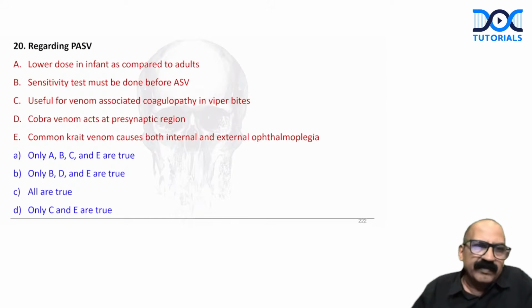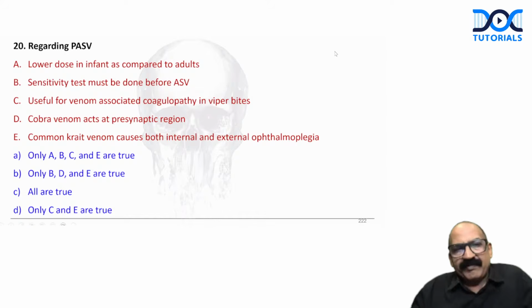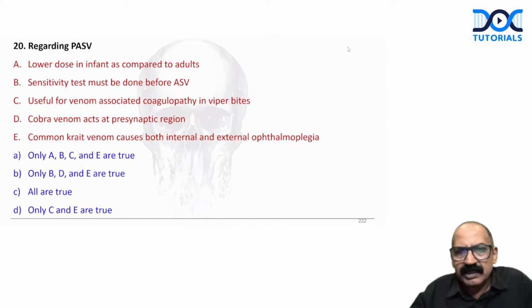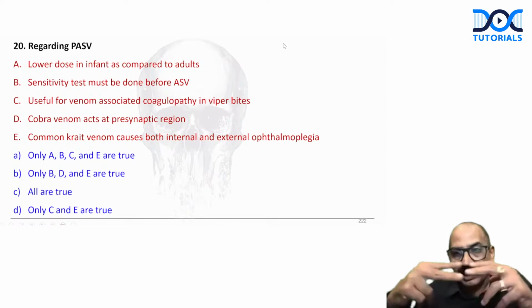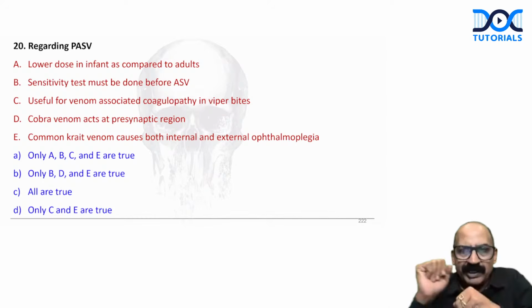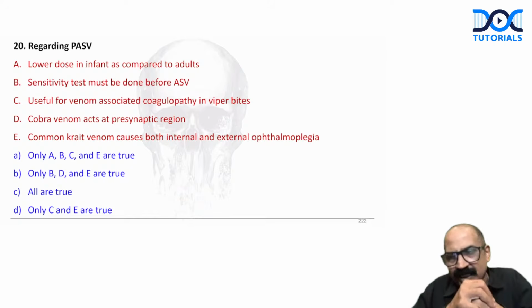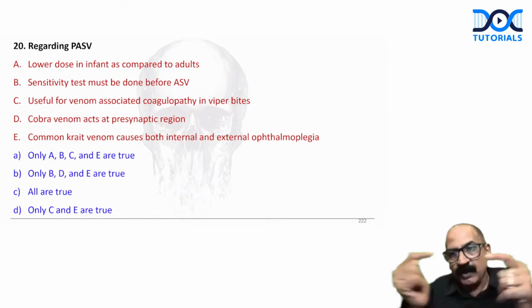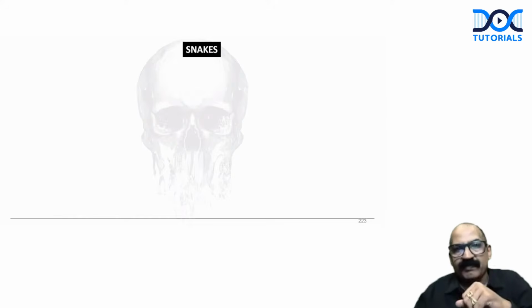Coming to the last question out of 20 of RDX regarding ASV. You know, these 20 questions are open to all, so I'm going in detail. Lower dose in infant as compared to adults. Now, your idea is just to neutralize the injected venom. So whether it is a small child or 200 kg person, the dose will be same.